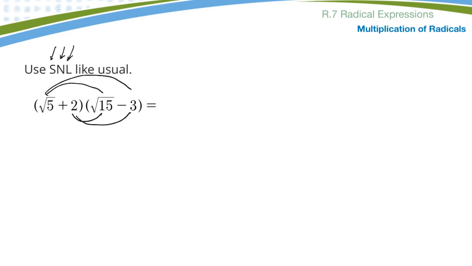So root 5 times root 15 would be the square root of 75. Root 5 times a minus 3 is a minus 3 root 5. 2 times root 15 would be a plus 2 root 15. And lastly, 2 times a minus 3 would be a minus 6. Now simplifying, I need to look for radicals that are the same. None of these are the same.